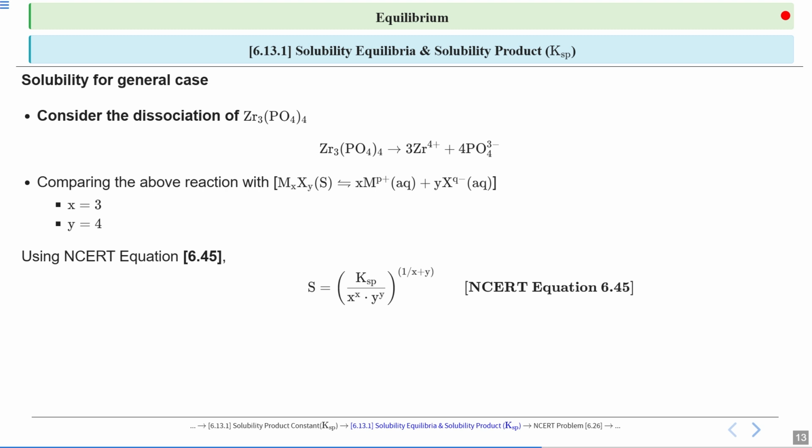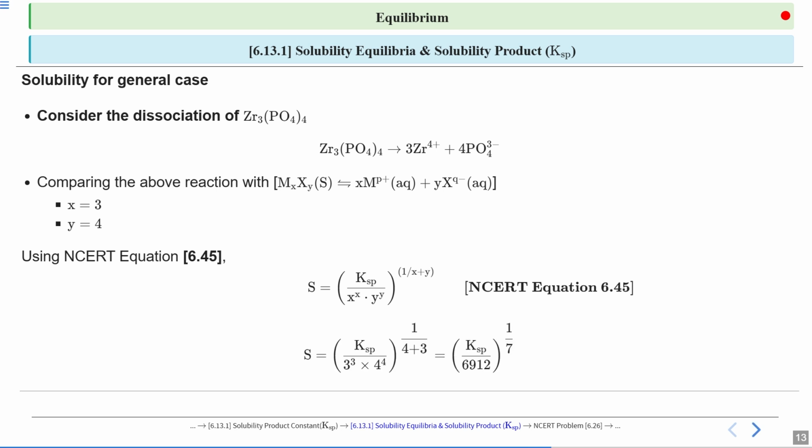Now using equation 6.45, we know that the solubility S is equal to (KSP / (x^x × y^y)) raised to the power 1/(x+y). If you put the values of x and y for the zirconium salt here, then you will get S = (KSP / (3^3 × 4^4)) raised to the power 1/(4+3). Now this will be equal to (KSP / 6912) raised to the power 1/7.